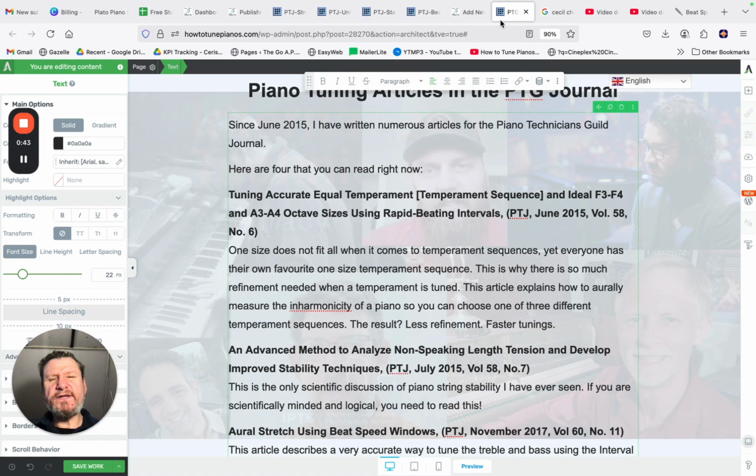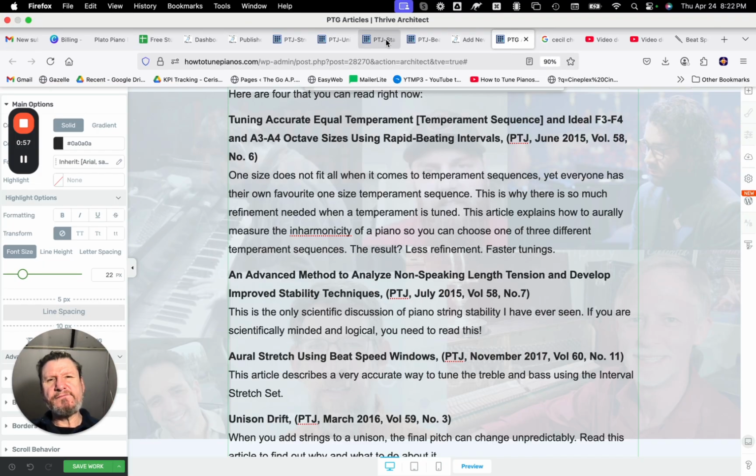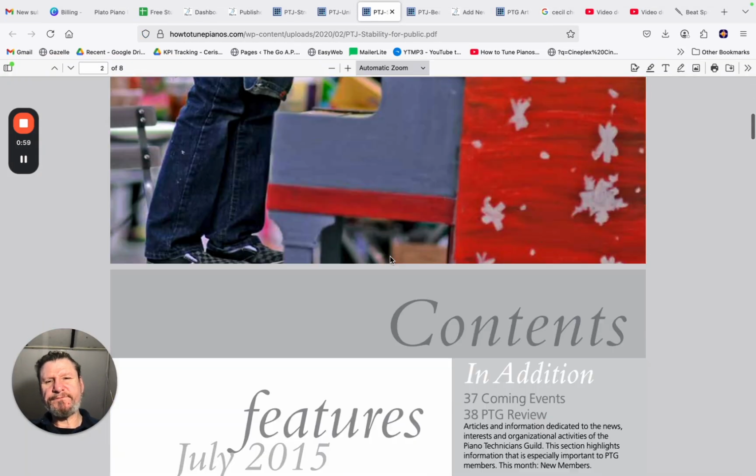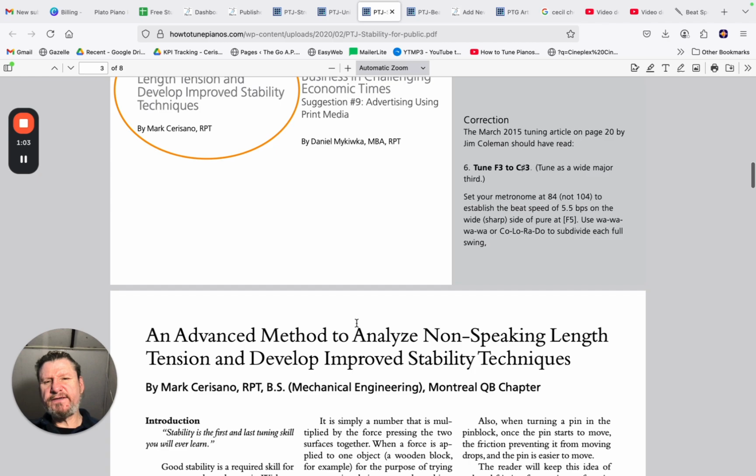And the next one, an advanced method for analyzing non-speaking length tension. This is a scientific discussion of piano string stability. If you are scientifically minded and logical, you need to read this. So there it is right there.